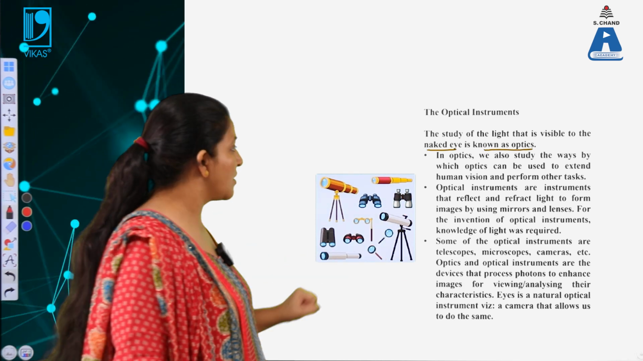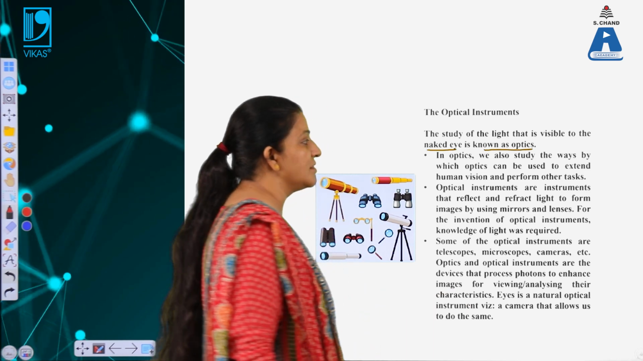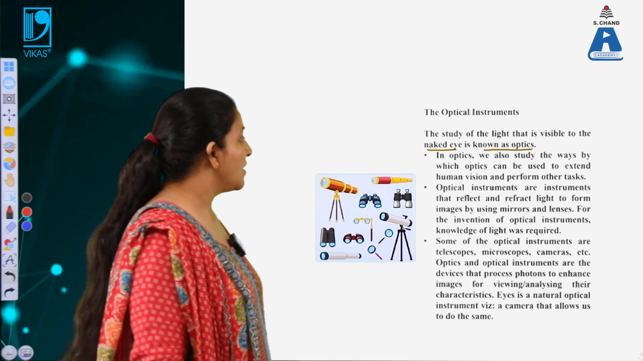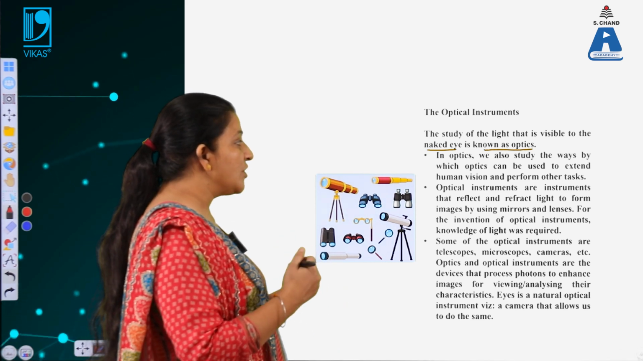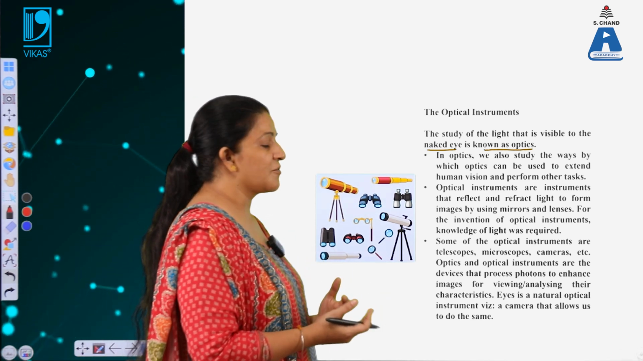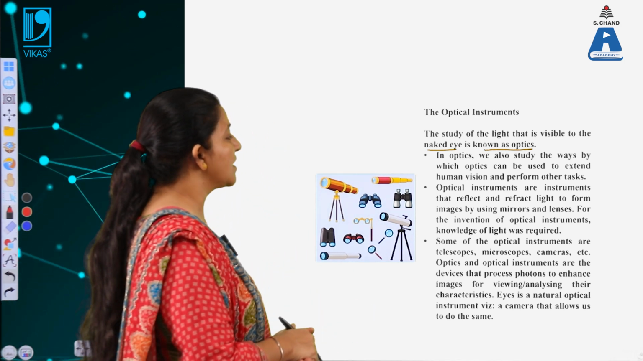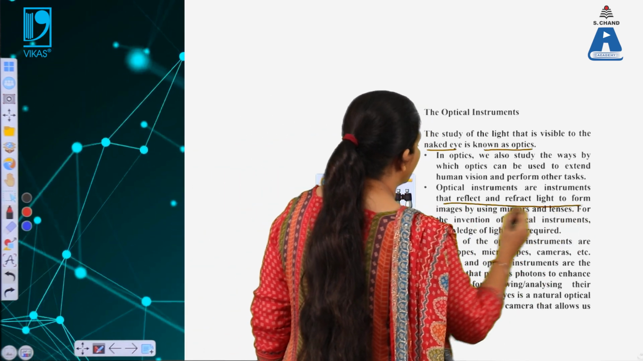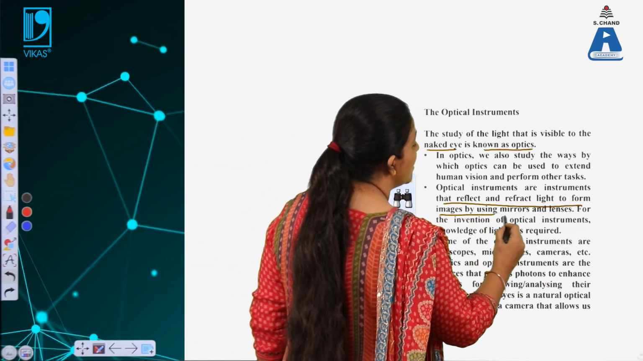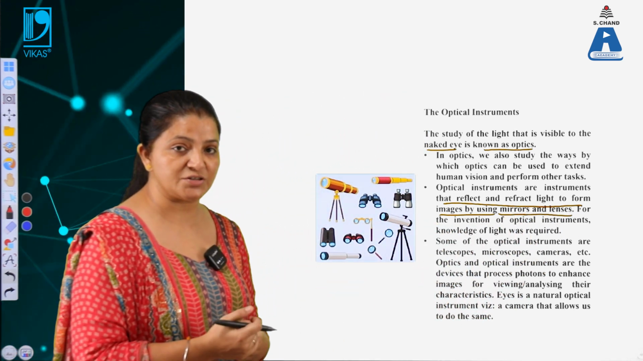So these are the things which are used in order to see the different kinds of objects around us. The study of light that is visible to our naked eye is known as optics. Now, in optics, we also study the ways by which we can extend our vision and perform other tasks. Then optical instruments are the instruments that reflect and refract light to form images by using mirrors and lenses. That means how we can see the different objects.